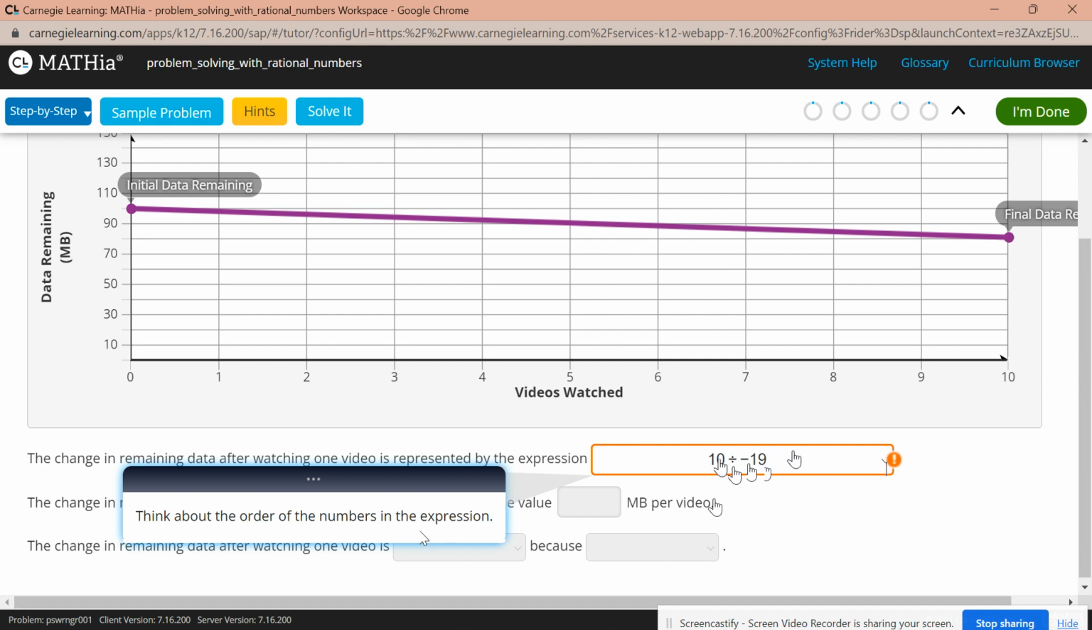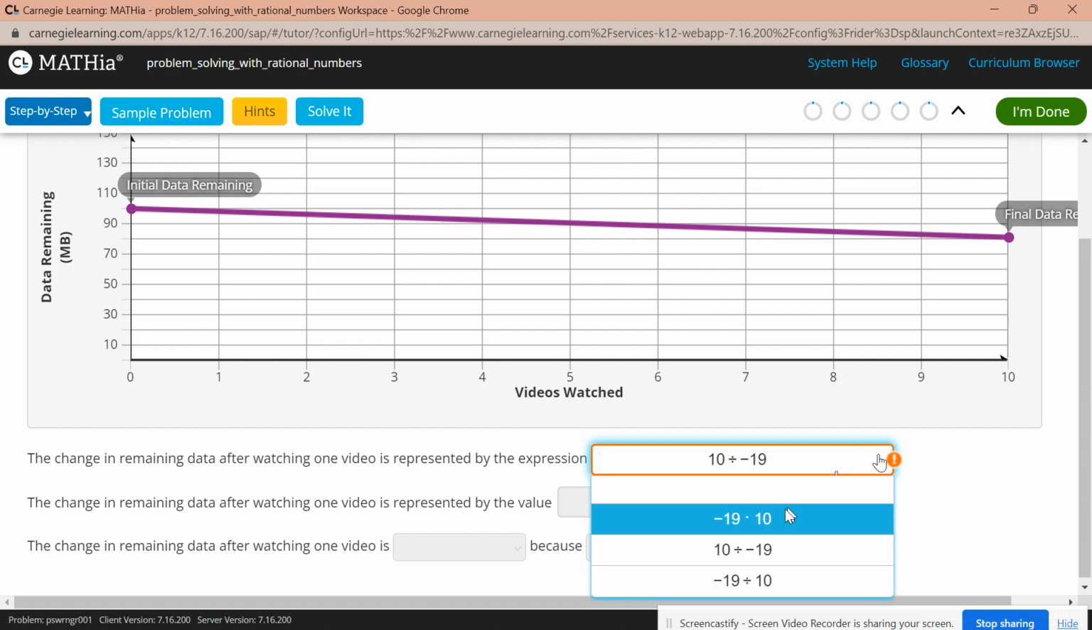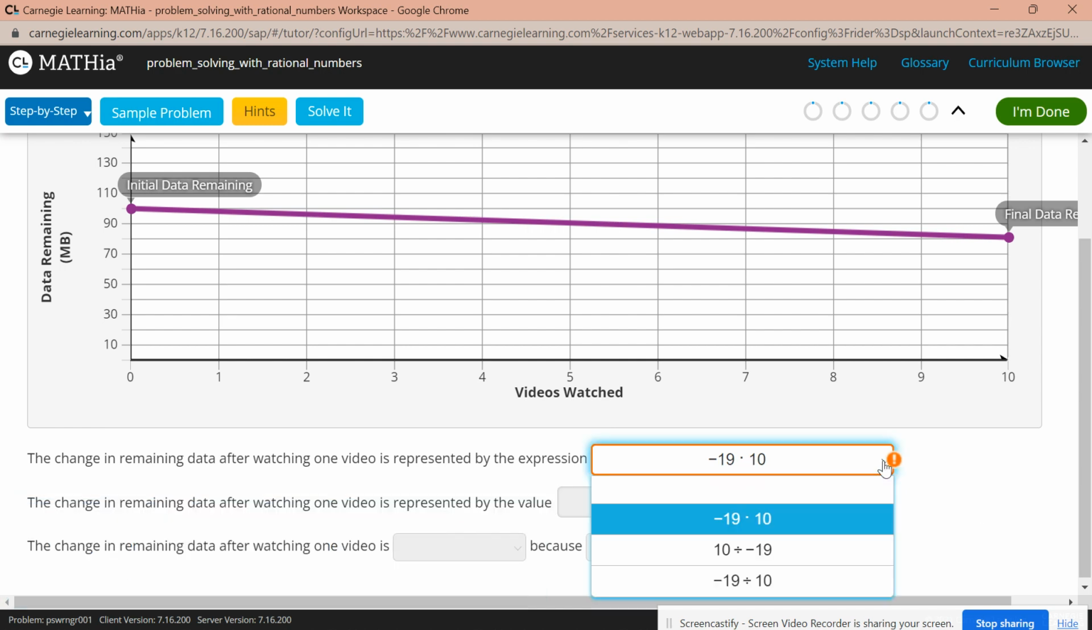So what if we put the negative 19 in front, right? And I want to choose negative 19 times 10. So you can see what it says. Should you use multiplication or division to calculate the change in remaining data after watching one video? I don't think you're going to multiply that, right? Remember what my students said, we have a gradual decline. We're not multiplying necessarily. We are definitely either subtracting or dividing.